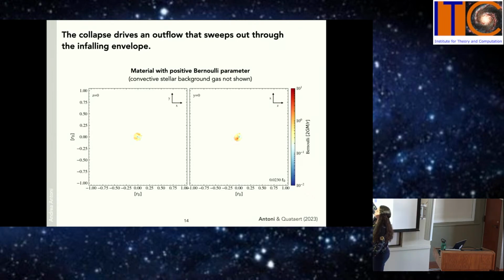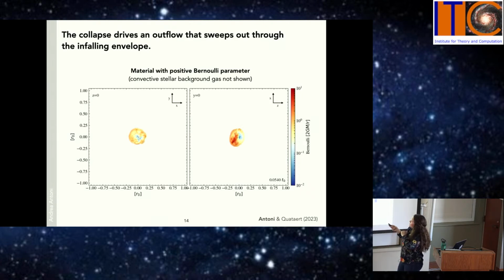All this stuff in the background, keep in mind, is the stellar envelope falling in. It all has negative Bernoulli parameter because it's really bound. But it's a confusing movie if I show both, so keep in mind that I'm going to show you this outflow going out. It's sweeping out through not just the envelope of the star, but the infalling envelope of the star. Again, these are just two planes.